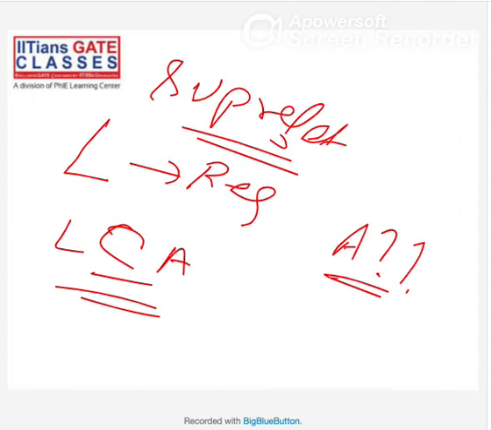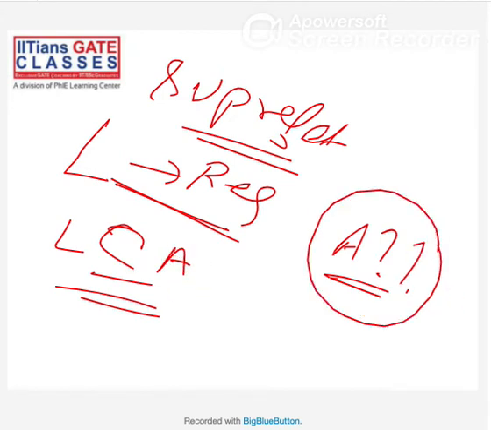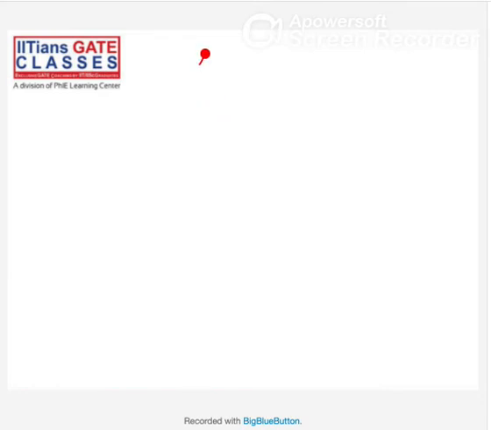Anyone want to try? Okay, let's see. L is regular, and we are saying that let's assume A is a superset of L. Then can we say that A is regular? No, we cannot say. Why? Take this language, L equal to phi. This is the empty language. Every finite language is a regular language. This empty language is also a regular language. So this L is regular.